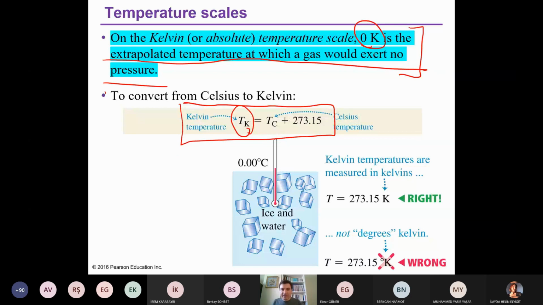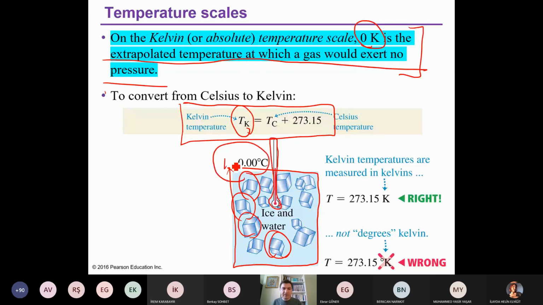Let's consider that here we have ice and water in this figure. There are many ice cubes, and there is water. Here you see a glass thermometer, and you measure the temperature of this system. Let's consider that the temperature of this system is 0 degrees Celsius, and you would like to convert this temperature to Kelvin. What is it in Kelvin?